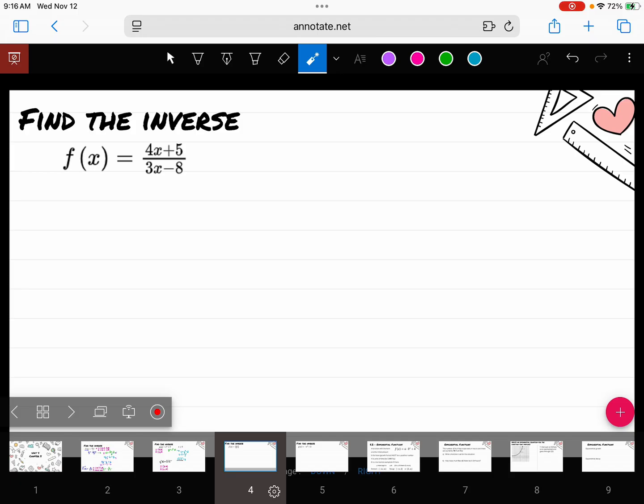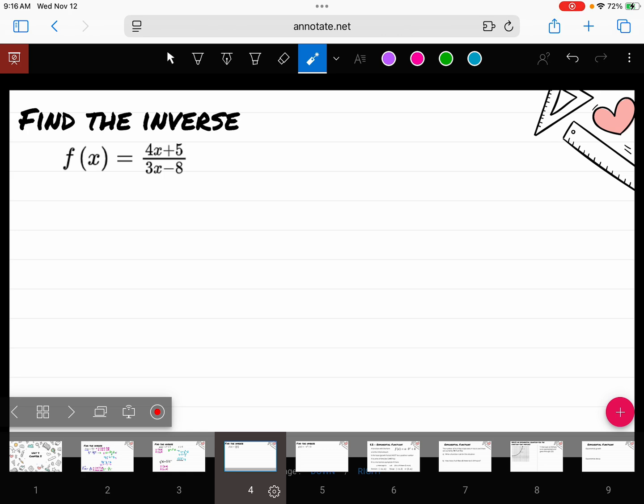I want us to do another fractiony one because they're a little scary and weird. I put them in between there so we didn't do them right after each other. We're going to do another rational. Here we have our f of x equals 4x plus 5 over 3x minus 8. You can find our domain and range first.